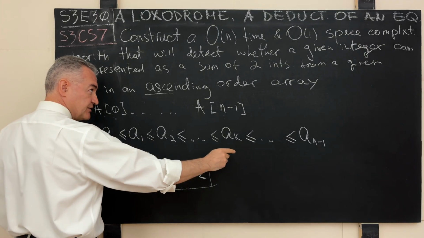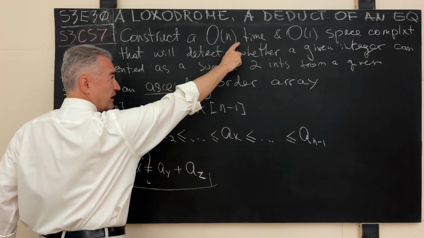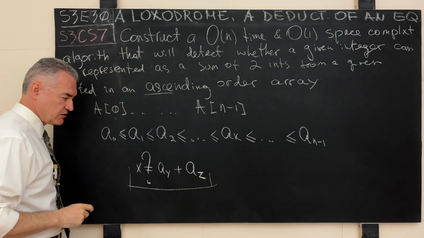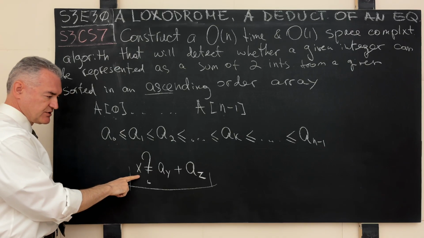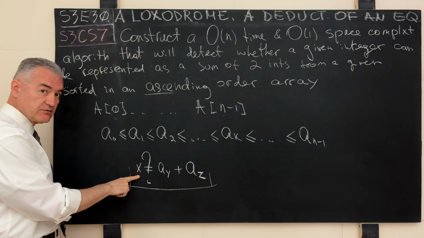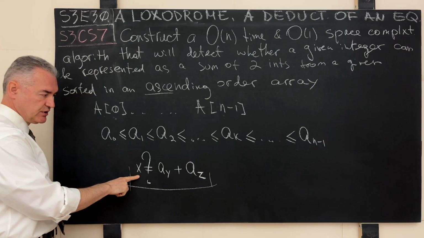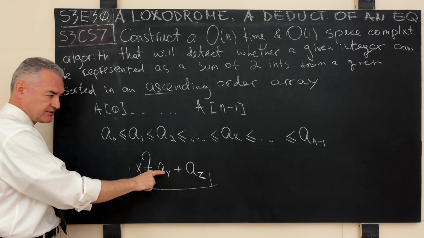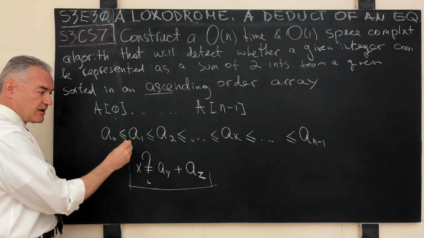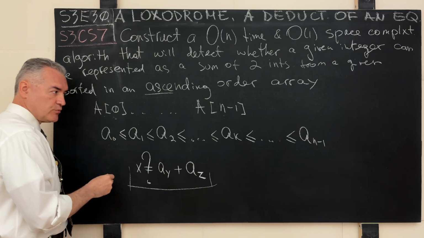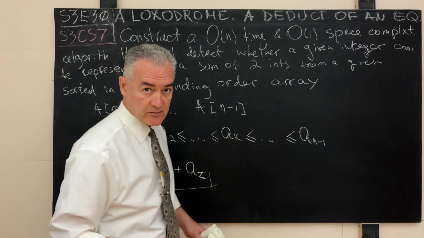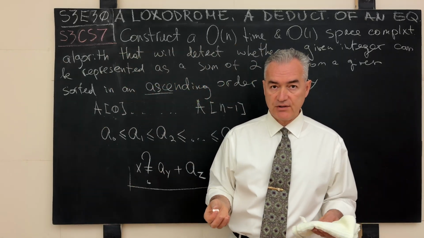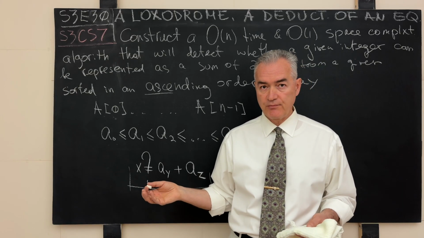Somehow process this array according to the big O of n time and big O of 1 space complexity algorithm, and tell us if this integer x can be represented as a sum of two integers. The first occurrence of such a possibility to represent x as a sum of two integers is enough. At that point, the algorithm should terminate and return all the interesting information, for example, the locations of the indexes in the array or the actual integers that sum to the given input integer.